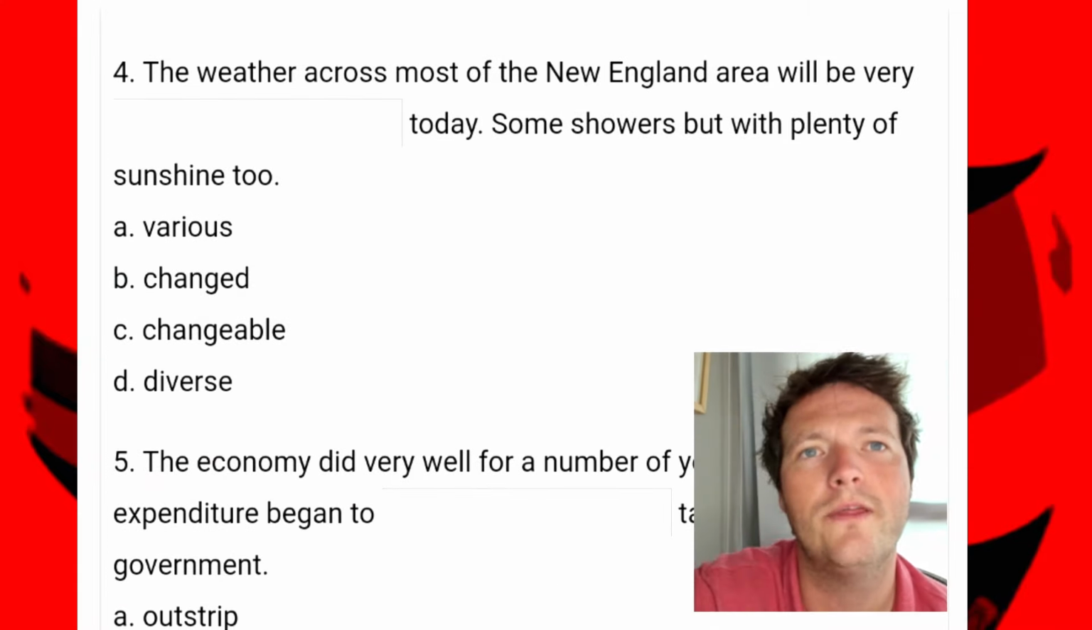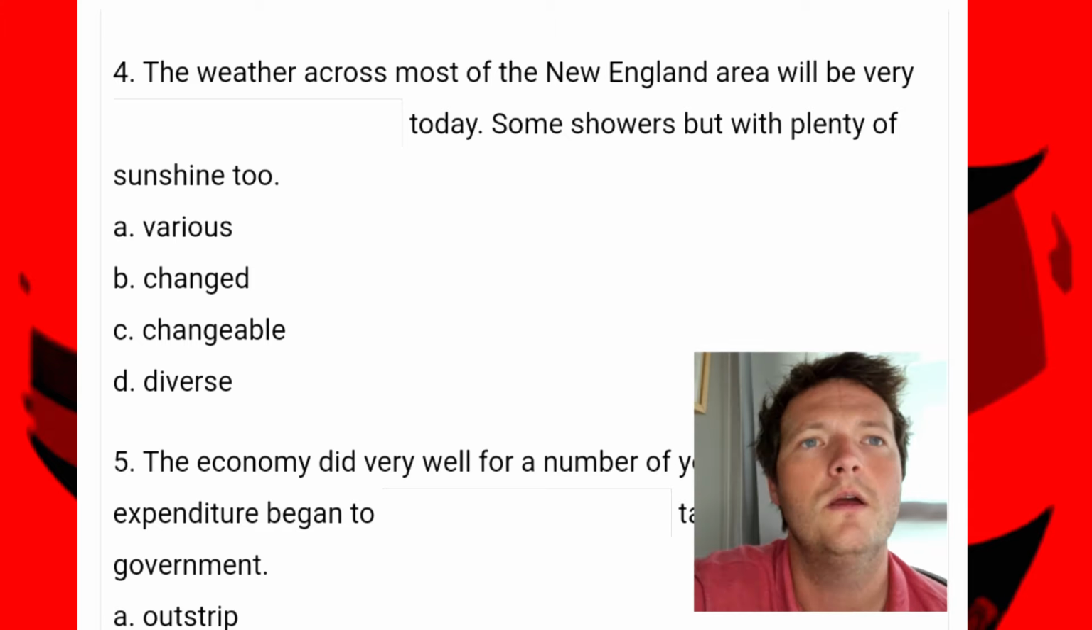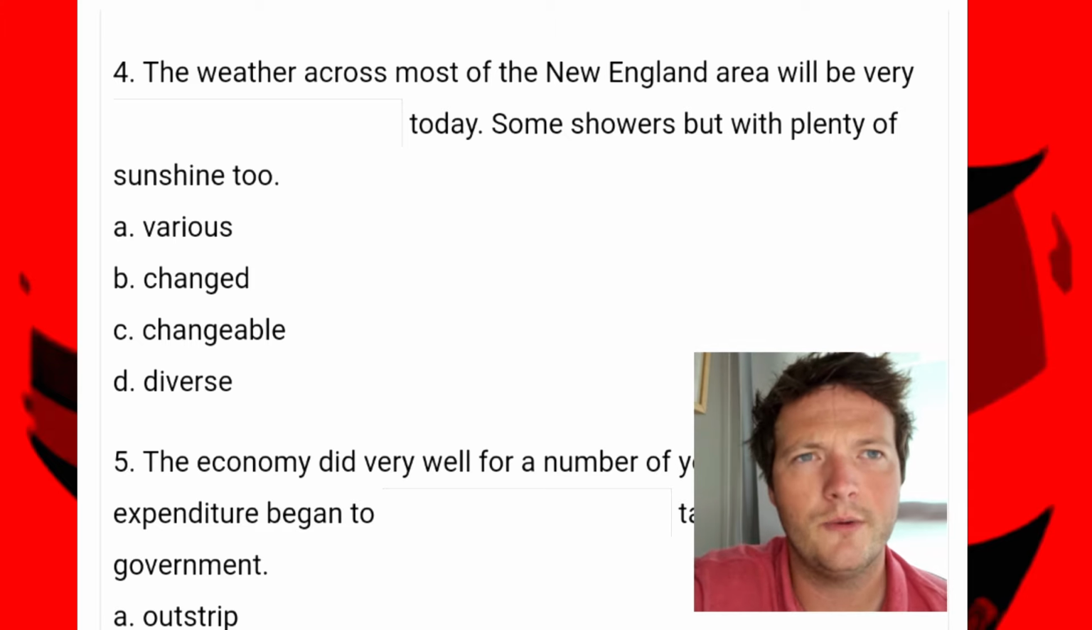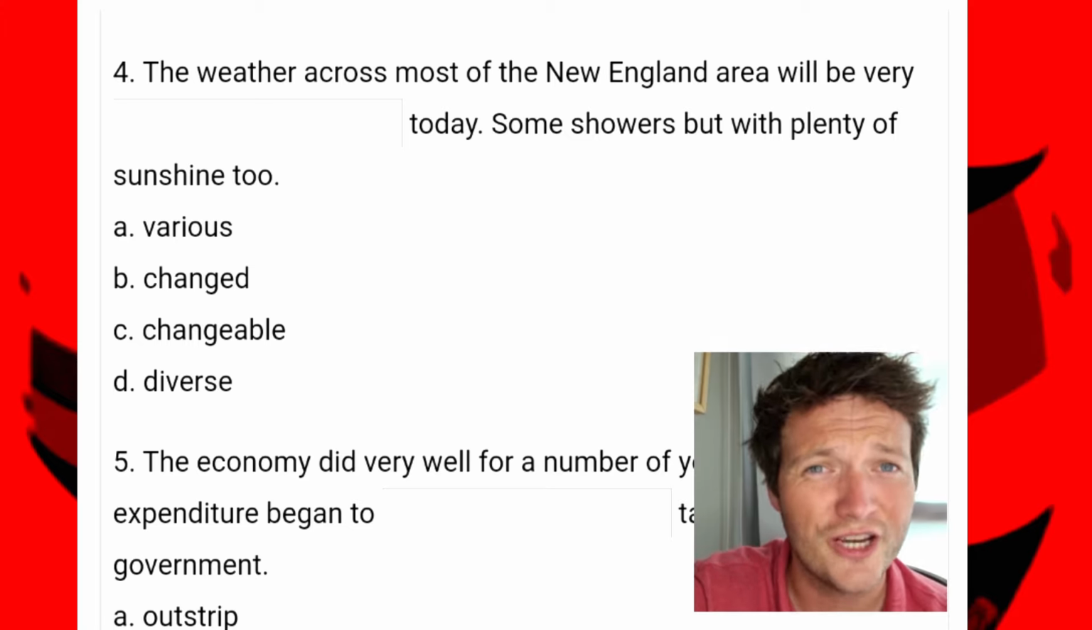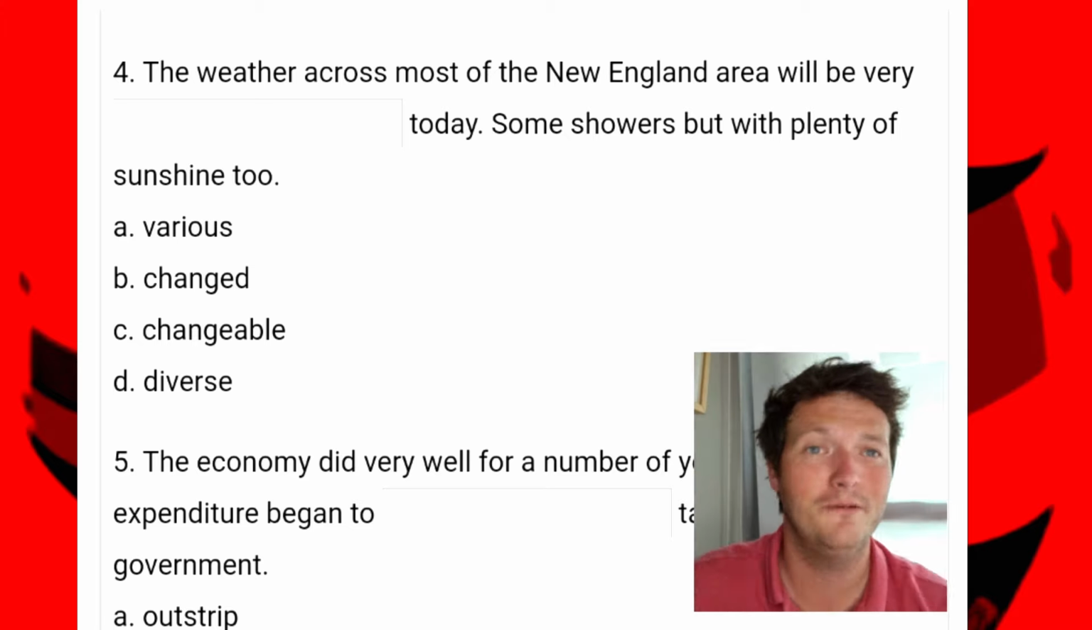I'm surprised. The weather across most of the New England area will be various, changed, changeable, diverse today.